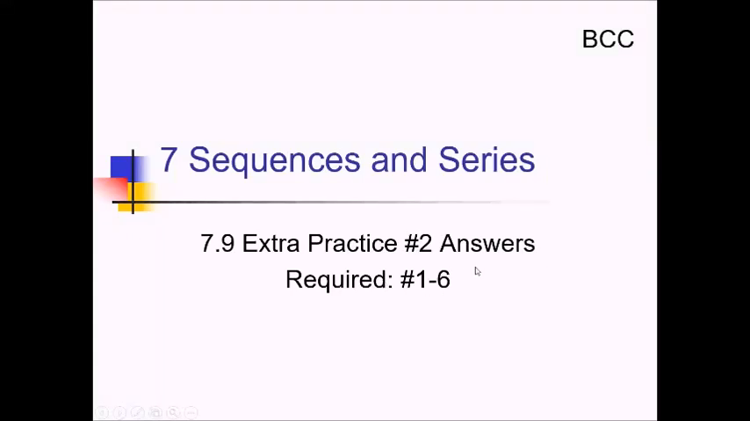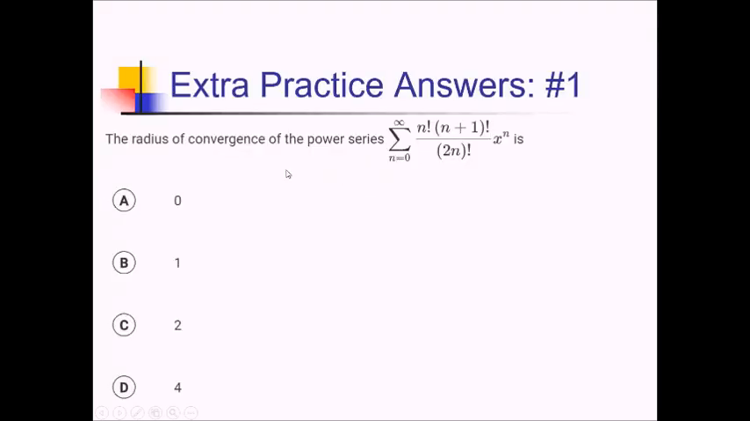Hello there, Mr. Sutton here, bringing you the BC Calculus 7-9 Extra Practice Number 2 solutions on integral and p-series tests. For this problem, we're trying to find the radius of convergence for this power series. Because this is not a geometric series, we are going to have to use the ratio test.